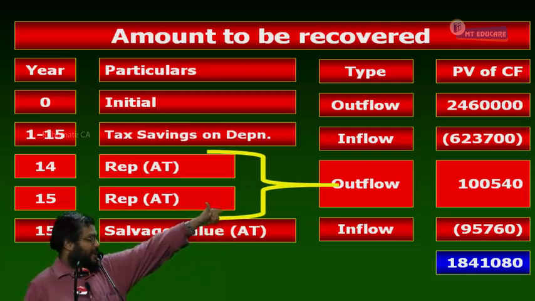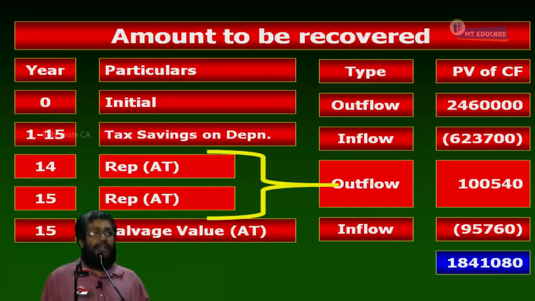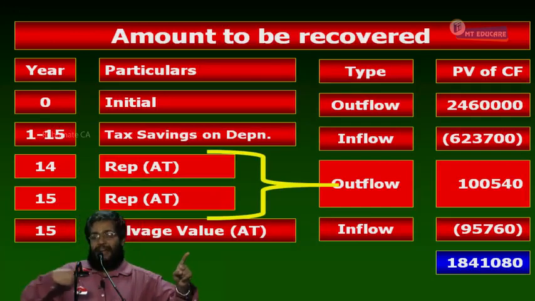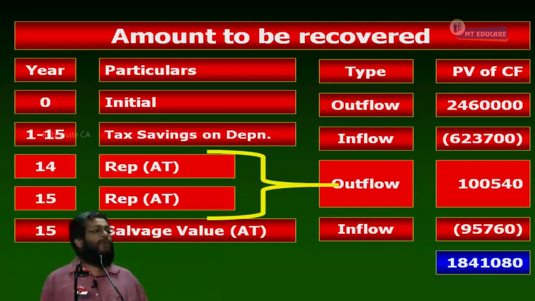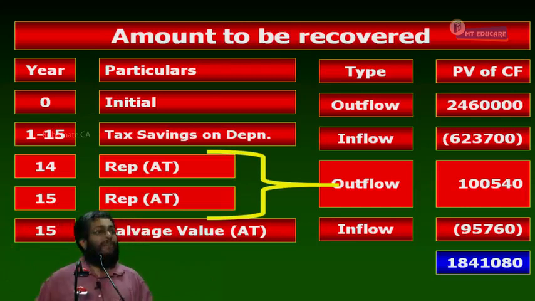18,41,080. Those at the far left, everybody, are you understanding it or not? Can I proceed? This is the amount to be recovered. Who will give this money? How will they give it? Through lease rental. I should recover this money after paying tax and after earning a return of 10% on my investment. Yes or no? That means discounted lease rental should be equal to 18,41,080. Am I right or not?